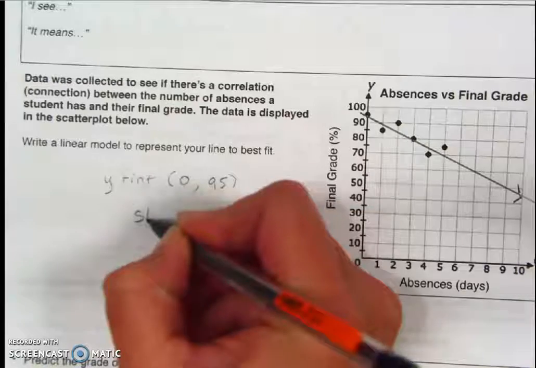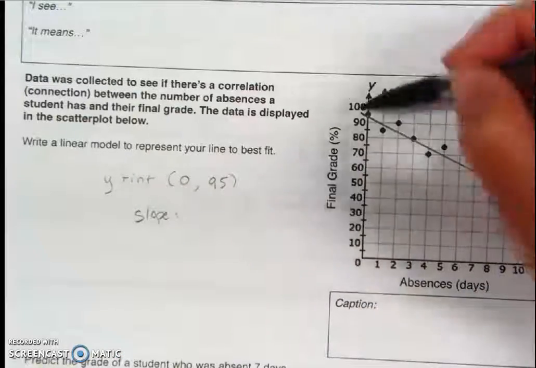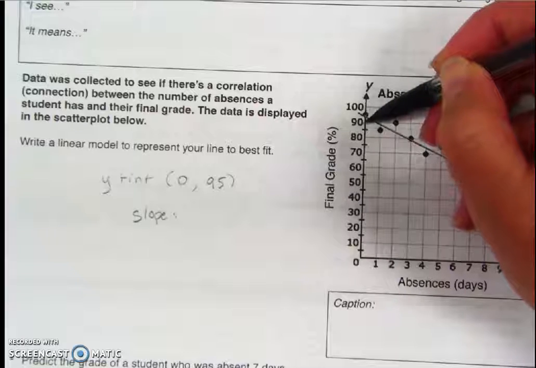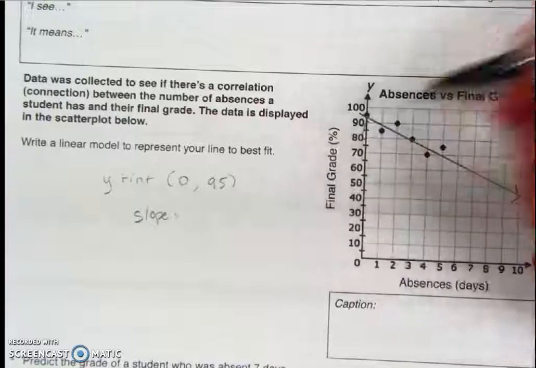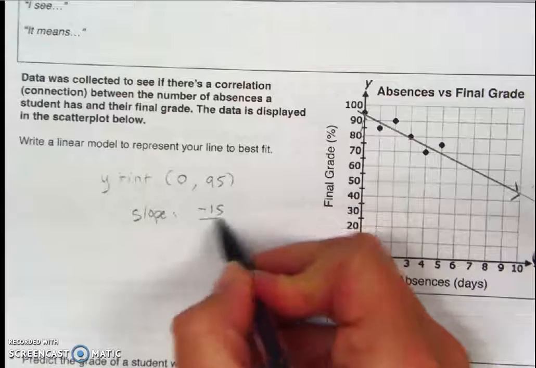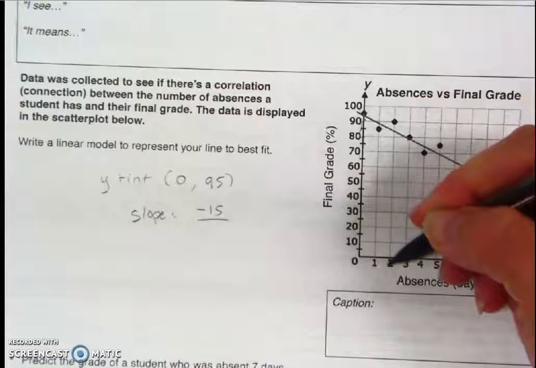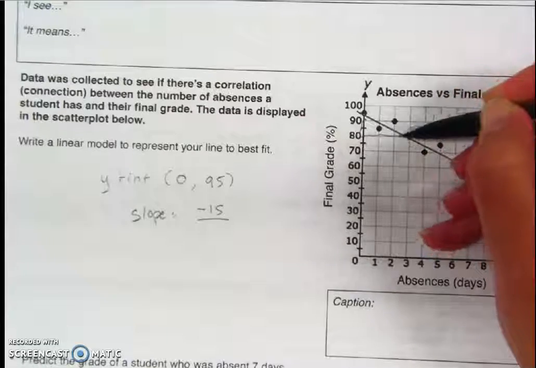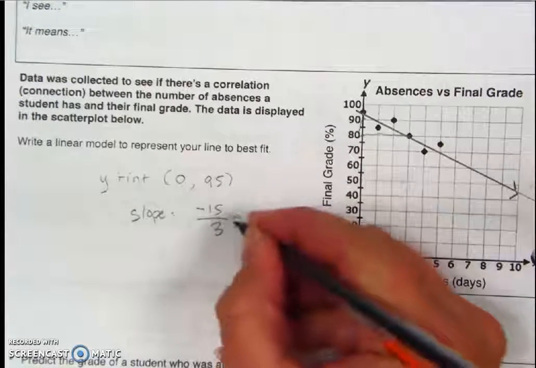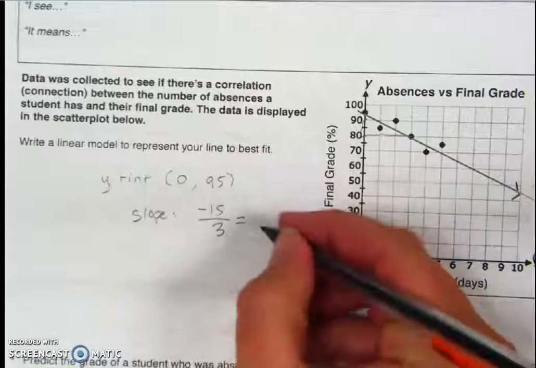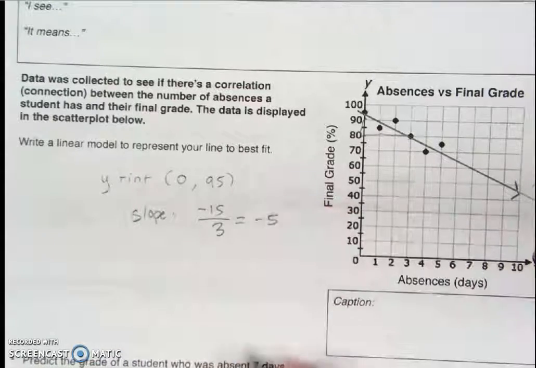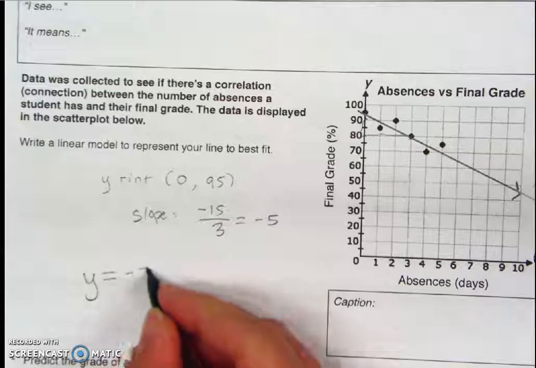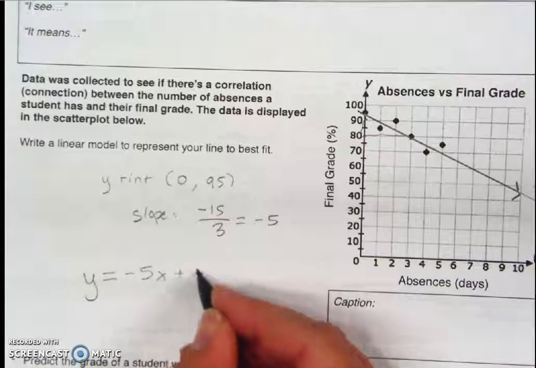Looks like a good spot there. And then our slope. From there, it goes down, let's see, 5, 10, 15, down 15 over, what are they going by here? Ones. So down 15 over 1, 2, 3. Well, that's nice because that gives us a whole number slope of -5. And so that means our linear model to represent this situation would be -5x plus 95.